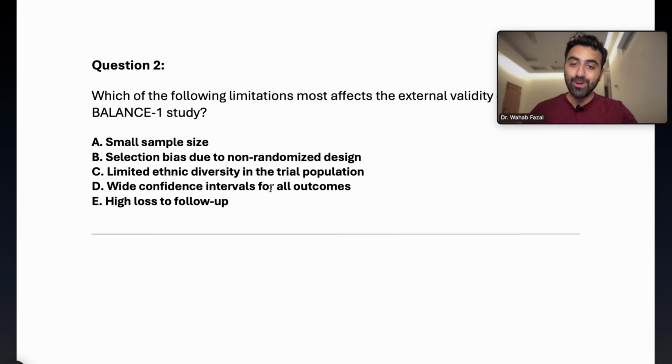High loss to follow-up. We know that this study did not have a high loss to follow-up because it was written in the study that we had almost minimal loss to follow-up. So this is actually the correct option. If this study had limited ethnic diversity, if this study had a very small subset of people, for example, if this study was conducted in an Asian classroom and now you want to apply the effects of this study to the whole world, then the external validity of this study is actually affected. It's not very externally valid. Therefore, C is the correct option here.